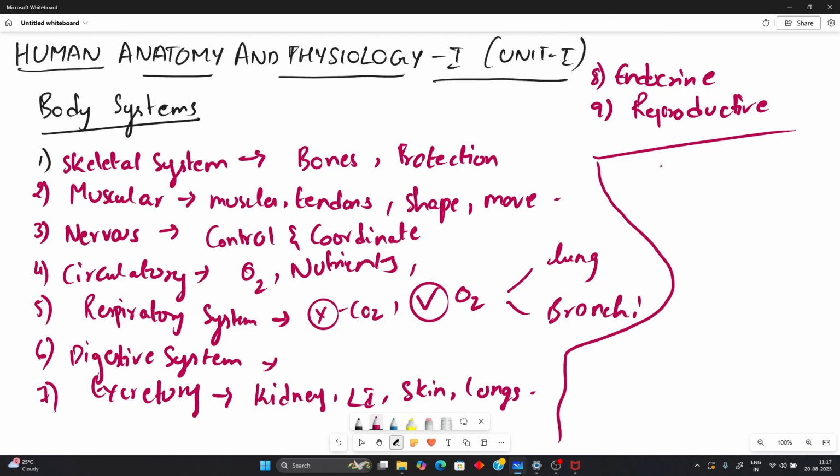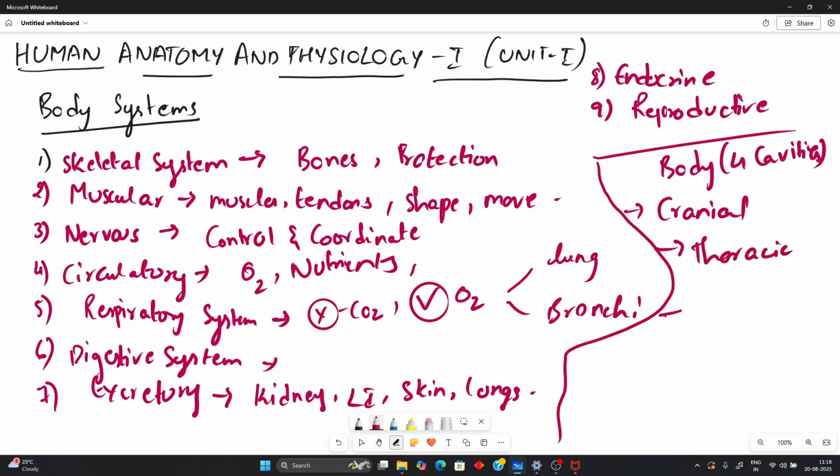Generally, the body is basically divided into 4 cavities. One will be the cranial, other one will be thoracic, third one is the abdominal, the fourth one is pelvic. These are 4 cavities of the body.